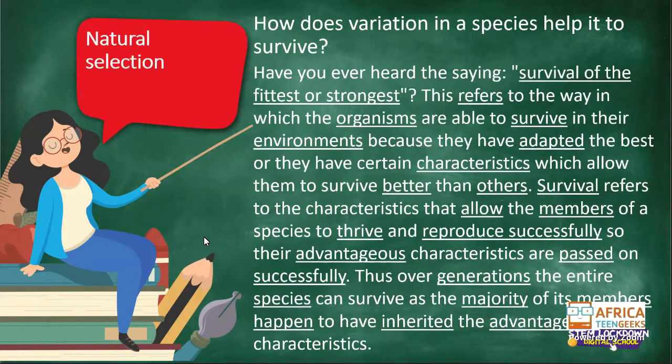Right. I'm going to read that last statement one more time because it is important for us to know before we can move on to what is coming next. Survival refers to the characteristics that allow the members of a species to thrive and reproduce successfully. So if we go back to the example, and I'm going to show you one here that's coming up next, but I want to explain it before we look at it practically.